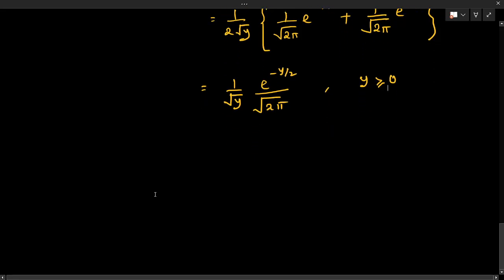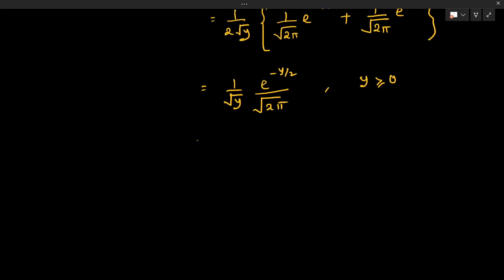So let's modify it a little bit more. We can write it as e to the power minus y by 2, and 1 by root y can be written as y to the power half minus 1, divided by root 2, which can be written as 2 to the power half, and root pi can be written as gamma half.